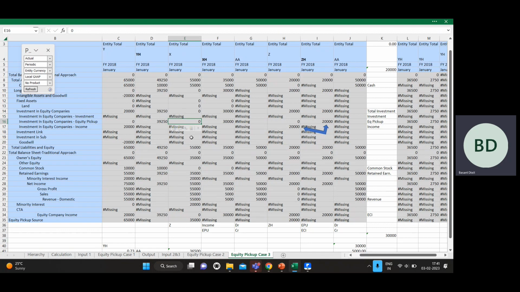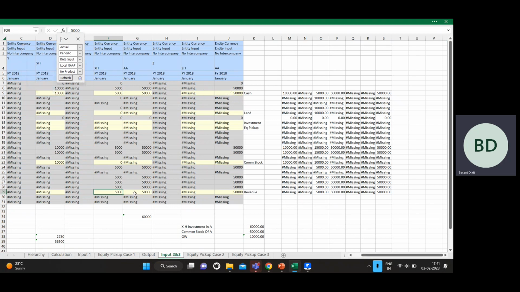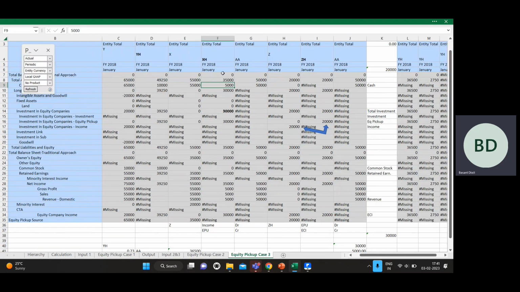The figure will be used for the calculation of goodwill for the super parent, that is the Y, the holding company. Okay. So it is rolling up 30,000 to this investment, and further, as you know, we have inputted 5,000 revenue and cash for the XH. That is why it is taking 5,000 as cash.